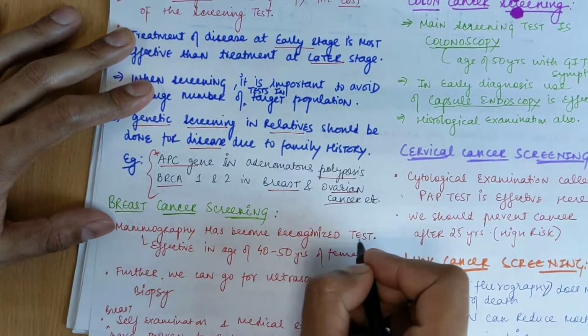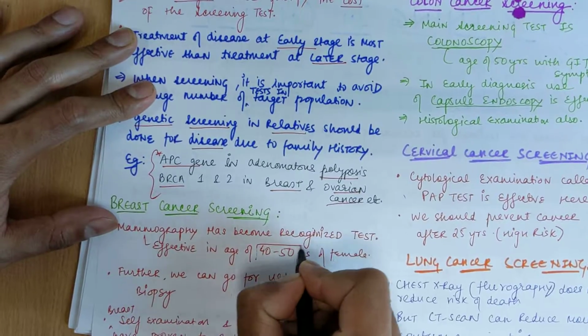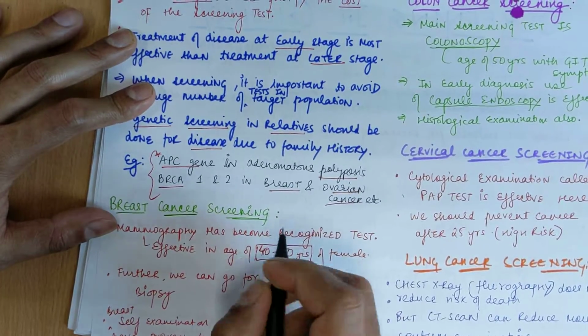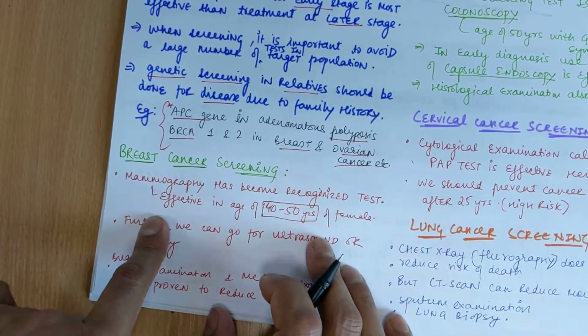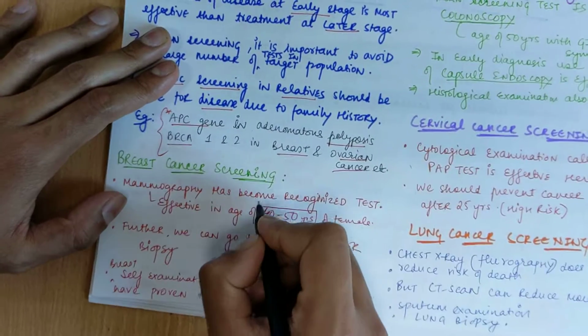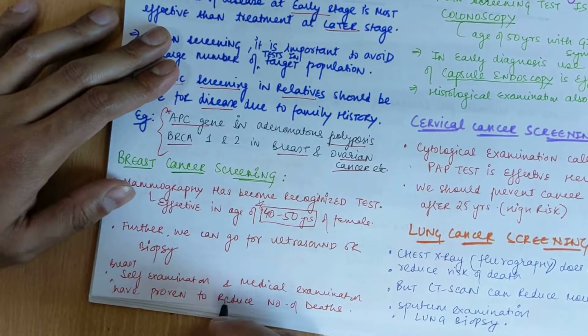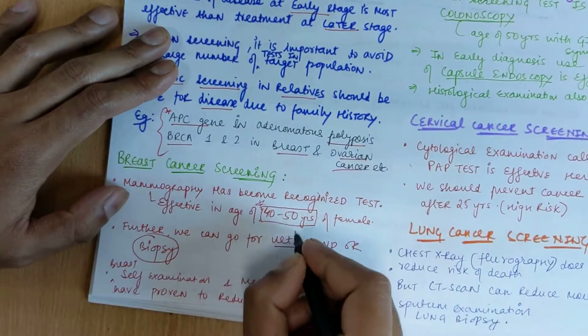Mammography has become the recognized test, and it is effective in the age of 40 to 50 years. The most common diagnostic method in the case of breast cancer is mammography, most common in females aged 40 to 50 years, and we can go for ultrasound and biopsy also to confirm the diagnosis.